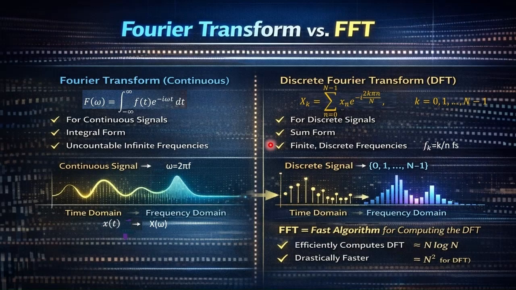Now the important question is, what is the computational cost of computing the DFT directly? If we look at the formula for the DFT, each output value X_k requires about n multiplications and additions. And since we must compute n different outputs, the total number of operations grows roughly as n times n equals n squared. Therefore, the computational complexity of the direct DFT is O(n²).